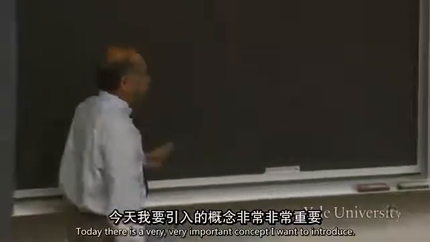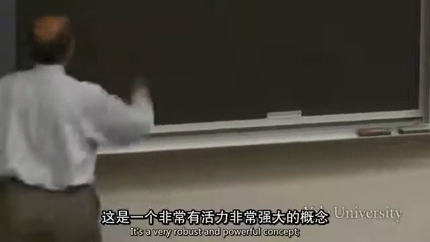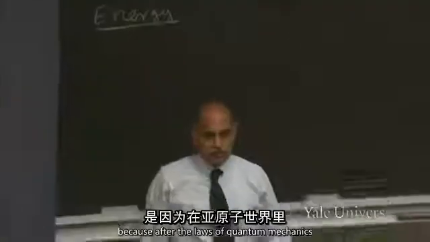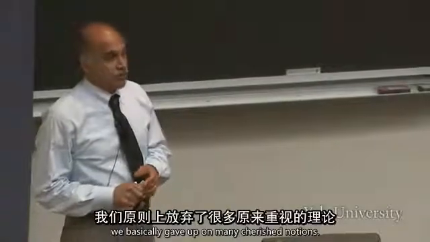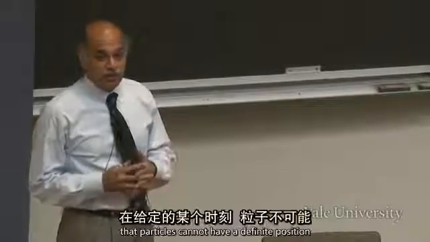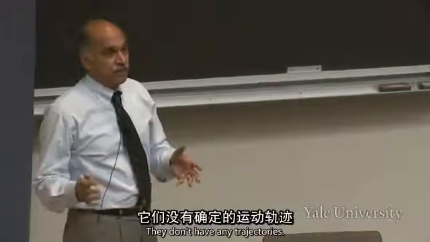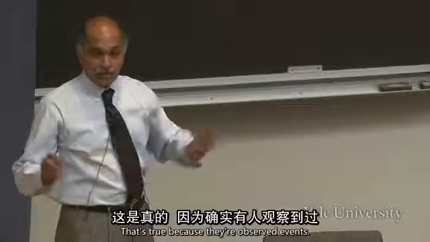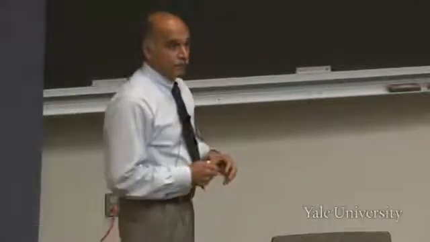Okay, today's very, very important concept I want to introduce is a very robust and powerful concept. It has to do with energy. It is powerful because after the laws of quantum mechanics were discovered in the subatomic world, we basically gave up on many cherished notions. You must have heard that particles cannot have a definite position and definite velocity at a given time. They don't have any trajectories. You see a particle here now, then you see it there. That's true because they are observed events. What happens in between? You might think they have a trajectory, but they don't.